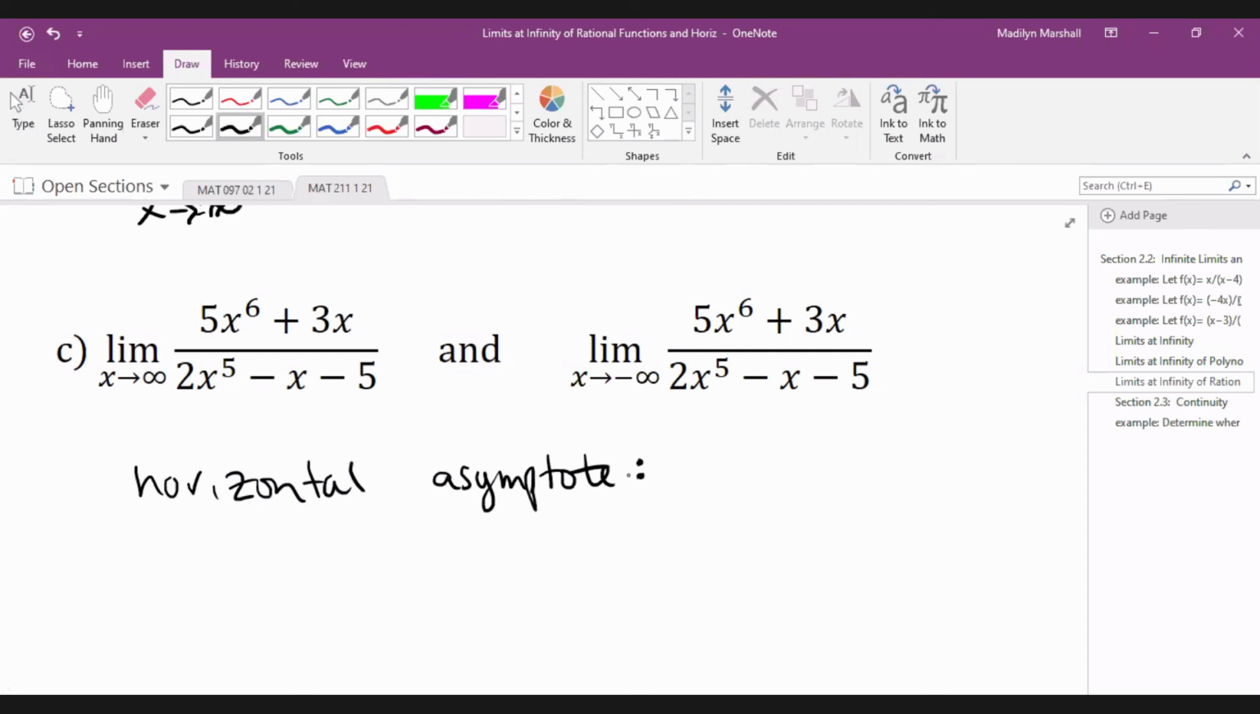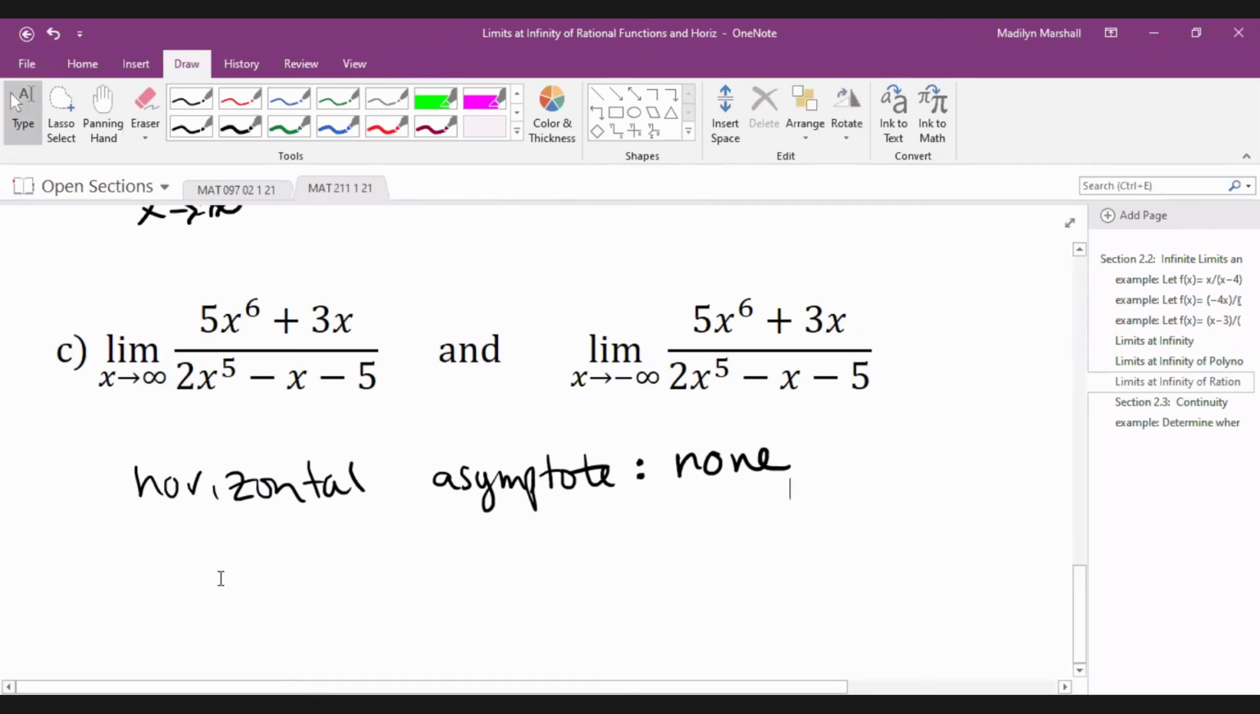So here we have the case where the degree of the top is bigger than the degree of the bottom. What is our horizontal asymptote in this case? There isn't one. None. So in this case, we would have something like a slant asymptote or an oblique asymptote, which you're not going to have to find in this class. But the point is that the ends are not going to be leveling off into some nice number. They're either going to be going up or down to infinity.